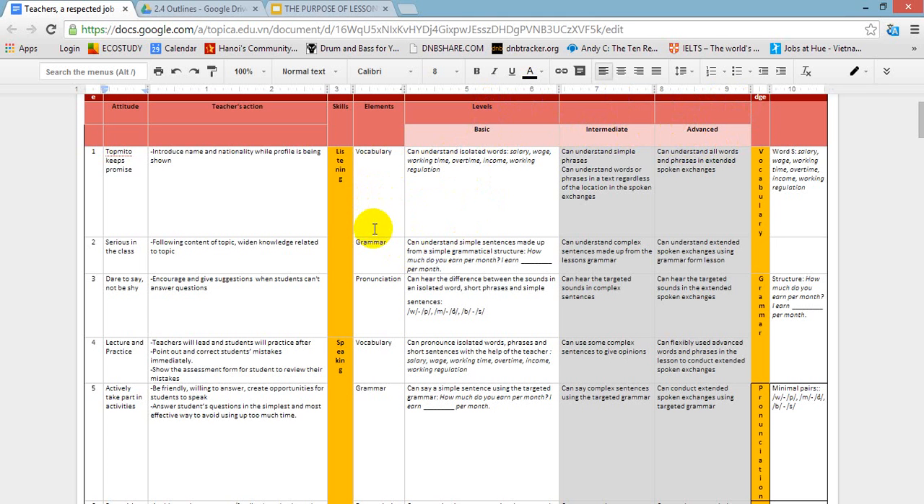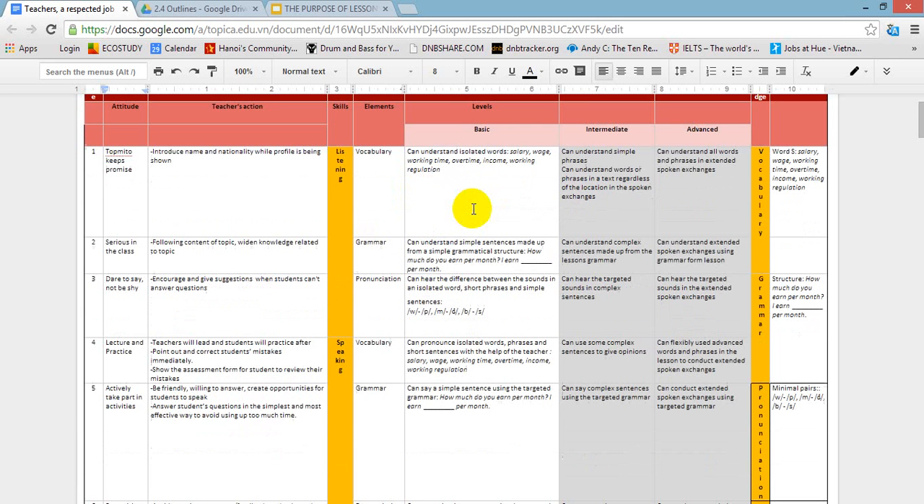So if we look at the listening skills, we have to make sure that the students can understand, or they can listen to the words that we are learning, the vocabulary of the day. And for the intermediate students, they need to be able to listen to the words, but also listen to and understand some simple phrases, and also be able to pick up these words in conversations.